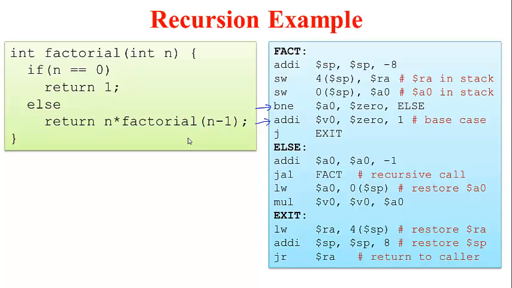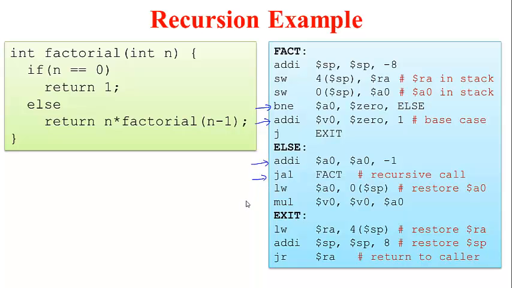So the obvious choice is to use $A0 for the argument and register $V0 for the return value. So I have to set $V0 to 1 in the base case. That's this statement. The else case is the recursive call. So I first make the recursive call here by preparing the argument, and this is the recursive call.